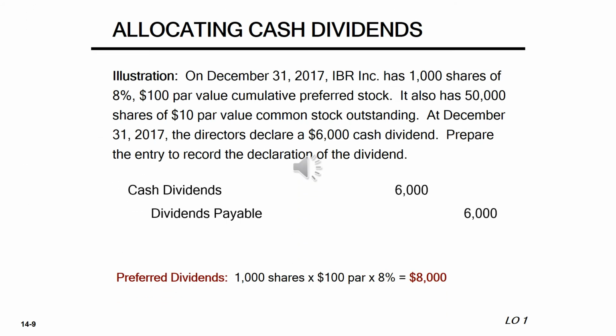A quick illustration to showcase allocating cash dividends. The illustration says on December 31st, 2017, IBR Incorporation has 1,000 shares of 8% $100 par value cumulative preferred stock. It also has 50,000 shares of $10 par value common stock outstanding. At December 31st, 2017, the directors declare a $6,000 cash dividend. Prepare the entry to record the declaration of the dividend.